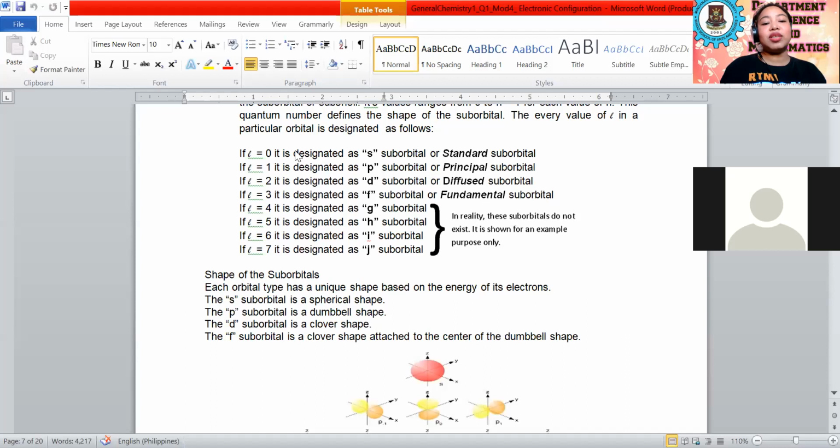So if L is equal to 0, it is called standard, designated as S. If L is equal to 1, then it is called principal, designated as P. If L is equal to 2, then it is called diffused, designated as D. If L is equal to 3, then it is fundamental, designated as F. For 4, 5, 6, 7, we have G, H, I, and J. In reality, these suborbitals don't really exist.